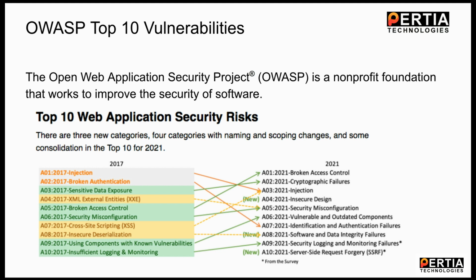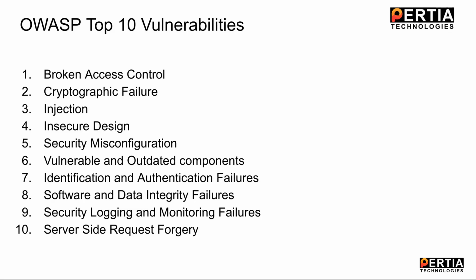So, let's begin. The OWASP, that is Open Web Application Security Project, top 10 vulnerabilities are defined based on a combination of factors that includes real world data, expert consensus, and the potential impact on web application security.